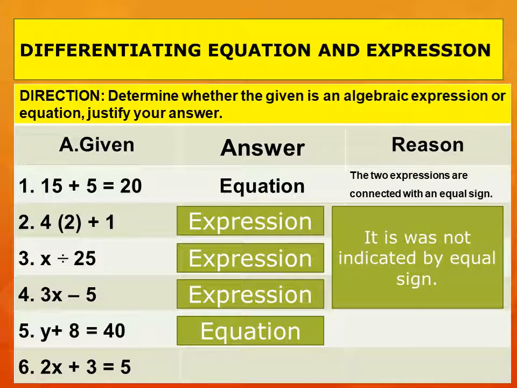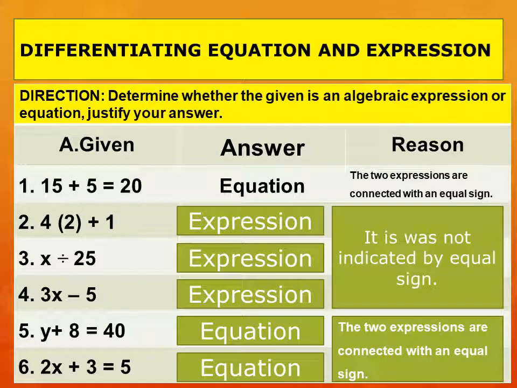Now, number 5 and 6. y plus 8 is equal to 40. That is equation. For number 6, 2x plus 3 is equal to 5. That is another equation. Why? The two expressions are connected with an equal sign. So now, I hope that you already know the difference between expression and equation. If there is an equal sign, that is equation. If there is none, that is expression.